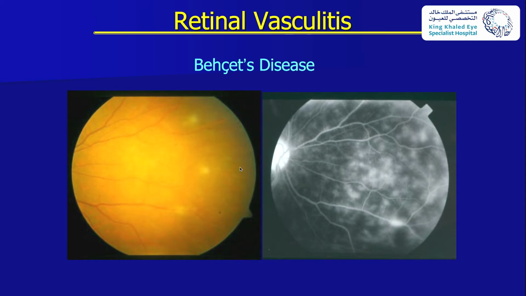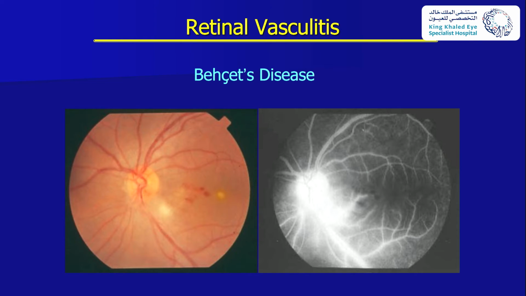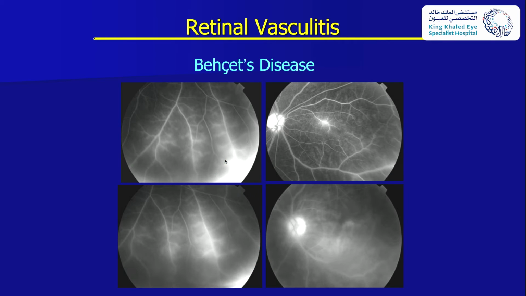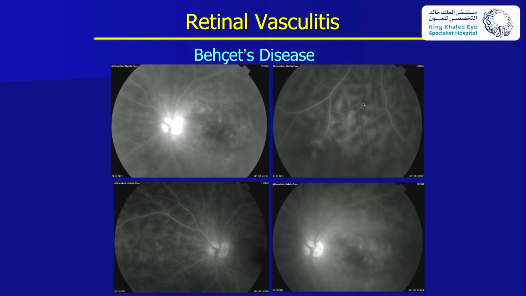Another patient with multiple patches, it can be multiple. It can be in the fovea. And we have seen patients that lost their central vision because of having these patches of retinitis involving the center of the macula. And it can be in the periphery. Look at this pattern of leakage. Each capillary is leaking.